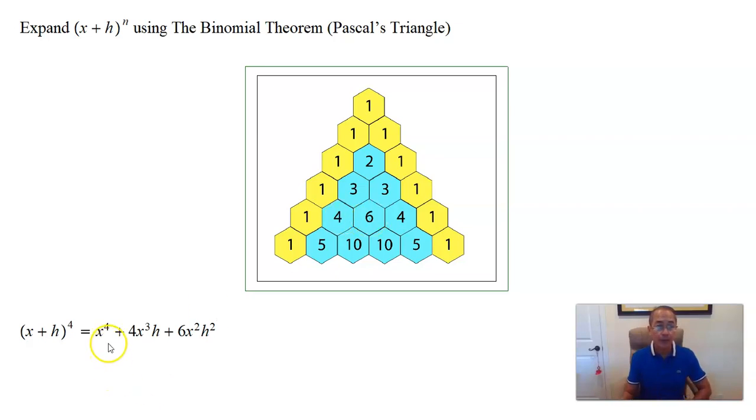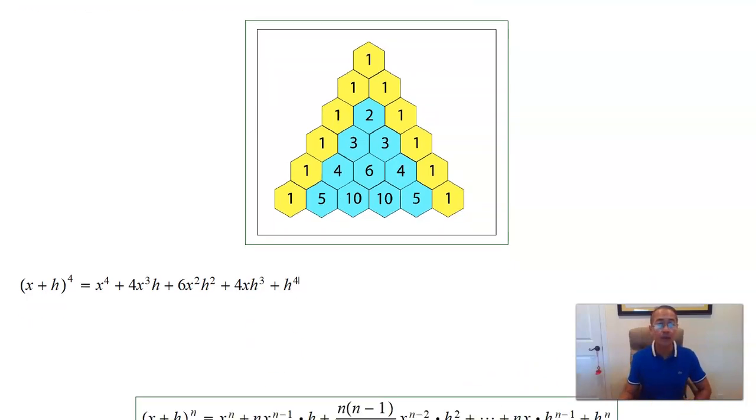So the powers of x are decreasing while the powers of h are increasing. What's next? We have 4x to the power 1 and then h to the power 3. And finally, we have just 1 h to the power 4. So that is how we expand x plus h to the power 4.